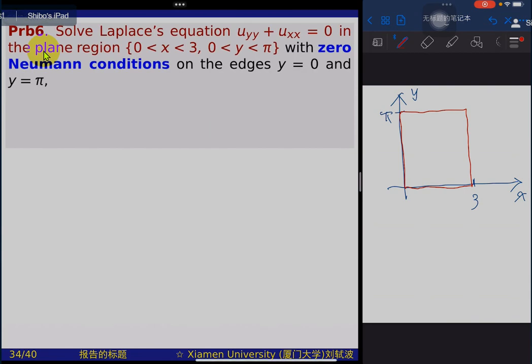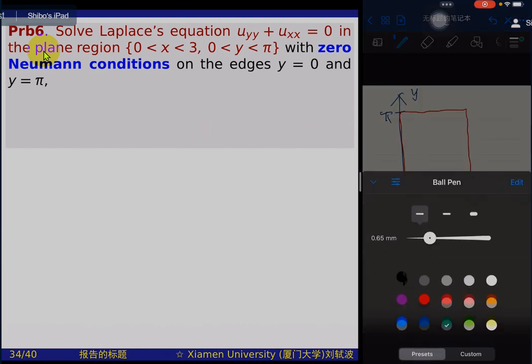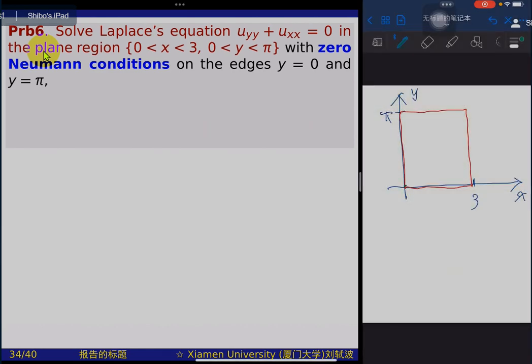Now, u satisfies the zero Neumann condition on the edges, that is the boundary of the rectangle. The edges y equals 0 and y equals pi. So the edge y equals 0 is this part. We have the zero Neumann condition at this part and at y equals pi, that is the top boundary. Okay? At these two parts, we impose the zero Neumann condition. Now, I have already explained the Neumann boundary condition. Neumann boundary condition means du/dn, where n is the unit outward normal vector to the boundary.